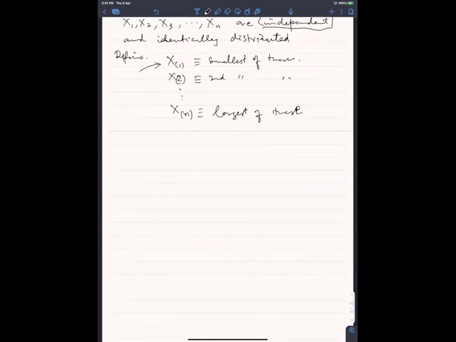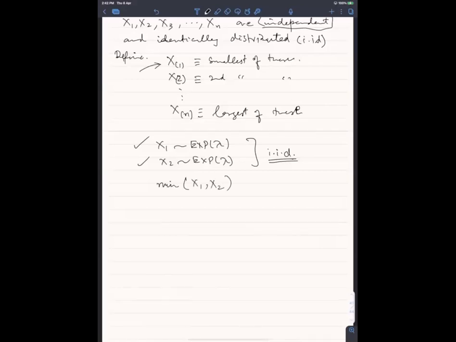Let me give you an example. Say x1 is an exponential random variable with lambda, and x2 is also exponential lambda, and they are identically distributed, and let's say they are independent: independent and identically distributed, IID. When you run the experiment, you get some value of x1 and some value of x2. I do not know whether x1 or x2 will come out smaller, but whichever is smaller I will pick. Sometimes x1 will be smaller than x2, sometimes x2 will be smaller than x1. So min of x1, x2: please accept that this is a random variable, and whatever it is, it will have a certain distribution.